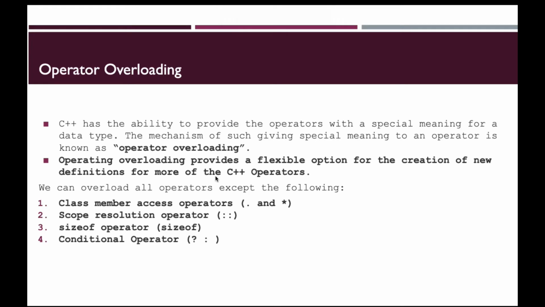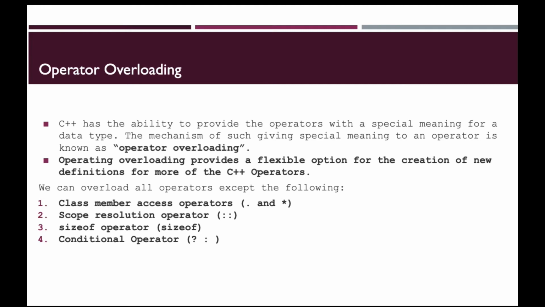Before starting the actual hands-on session on operator overloading, we'll see what we mean by operator overloading and what is the use of it. C++ has the ability to provide the operators with a special meaning for a specific data type, and that data type can be a user-defined data type. So you can apply the existing operators to the existing data types, as well as to user-defined data types, just like your objects. The mechanism of giving special meaning to an operator is known as operator overloading.